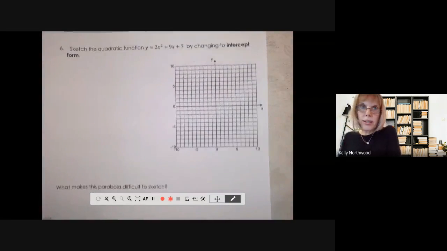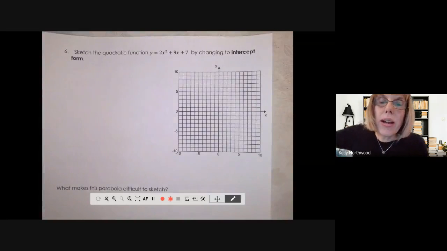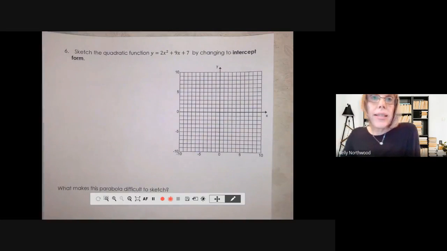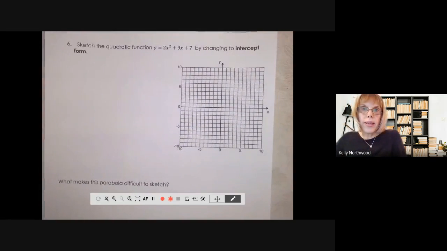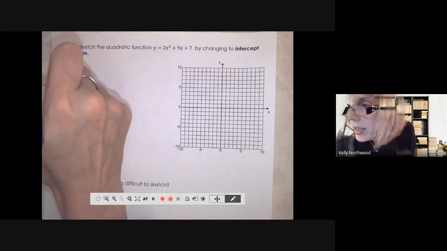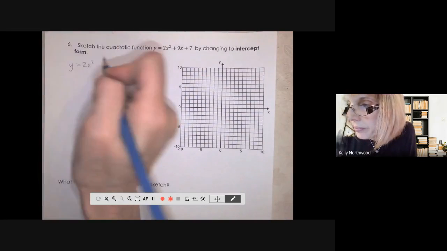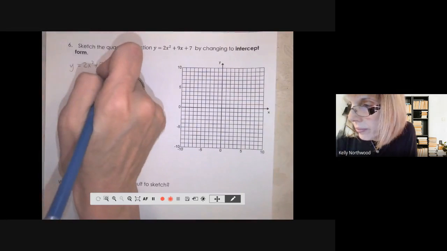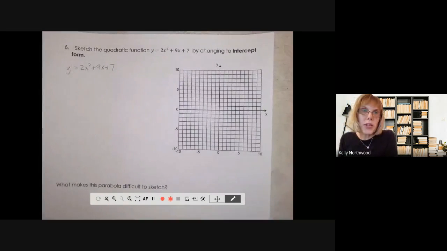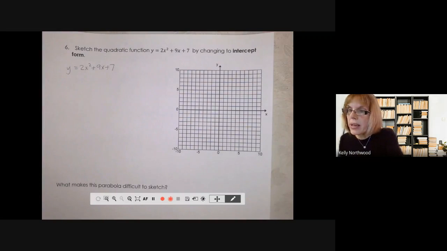Okay, our last question. It's to apply this to sketching a parabola in intercept form. Sketch the quadratic function y equals 2x squared plus 9x plus 7 by first changing it into intercept form. Okay, so muscle through this. This is our last question, but it's important as well. We're going to go over the graphing again the next time I see you on Monday, which will hopefully be in person, but I do want you to have an idea of it.